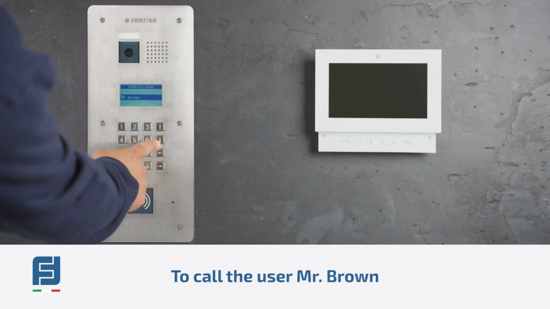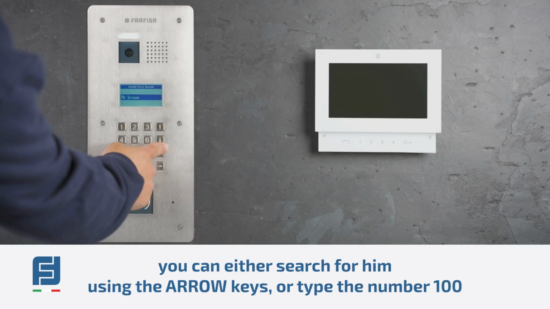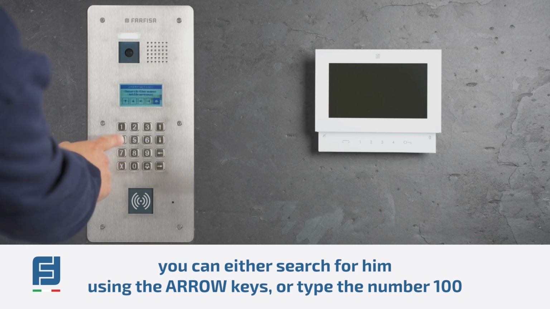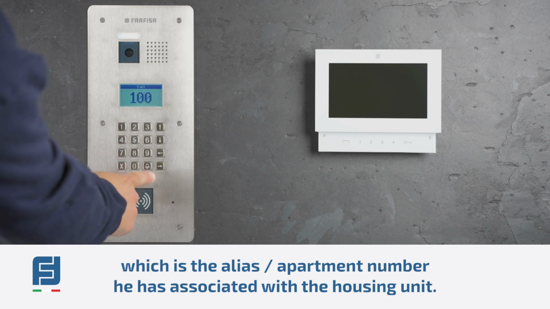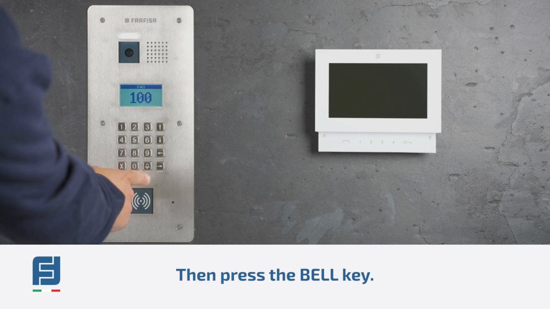To call the user Mr. Brown, you can either search for him using the arrow keys or type the number 100, which is the alias or apartment number he has associated with the housing unit. Then press the bell key.